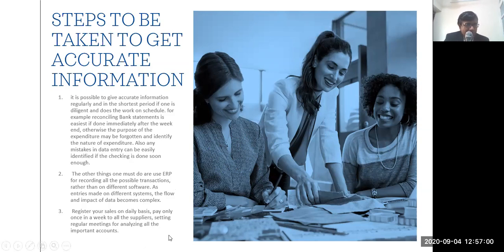Pay only once a week to all suppliers, because if you pay daily, ad hoc, every time the supplier comes, then time is wasted in verifying the supplier and it becomes frequent. Here you could allocate one day, say Saturday or any other day, where this work is given priority and it is finished.